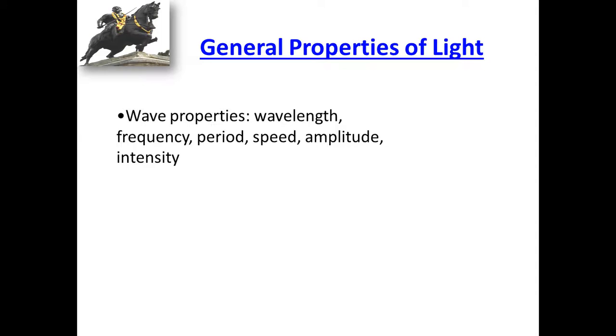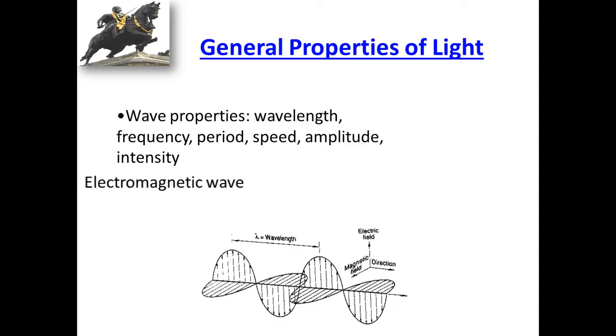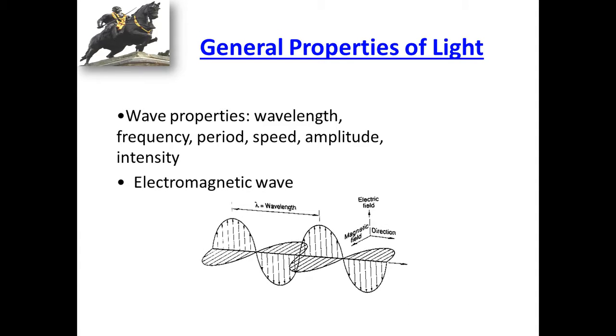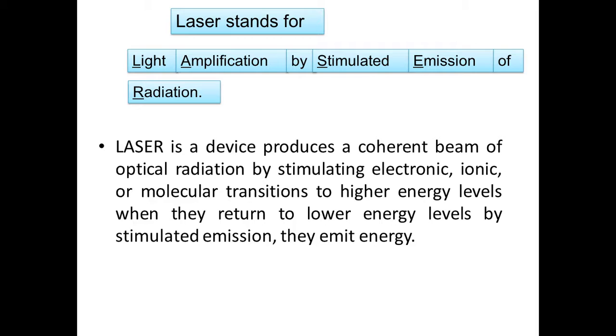What are the general properties of light? Light is a wave having the properties wavelength, frequency, period, speed, amplitude, intensity. Light is an electromagnetic wave. So the light is associated with an electric vector and a magnetic vector, which are perpendicular to each other, as shown in this diagram.